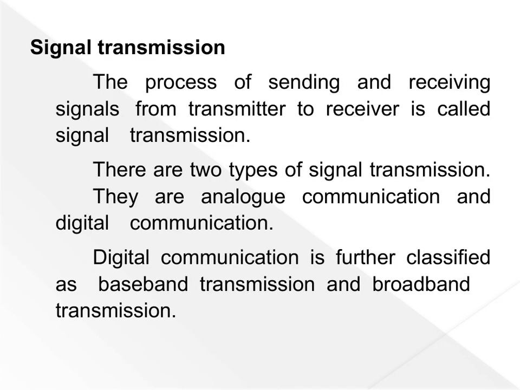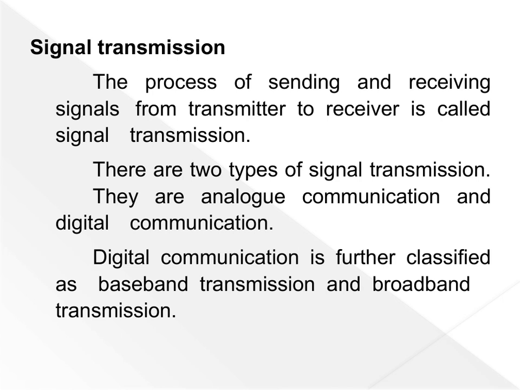Now let's talk about signal transmission. Essentially, this is the process of sending and receiving signals from a transmitter to a receiver. It's a fundamental concept because it underpins how data and information flow across networks. There are two main types of signal transmission we need to understand: analog communication and digital communication. Analog communication involves continuous signals that vary smoothly over time, like traditional radio or television broadcasts. Digital communication, on the other hand, involves discrete signals. Think of how computers process data in binary form.